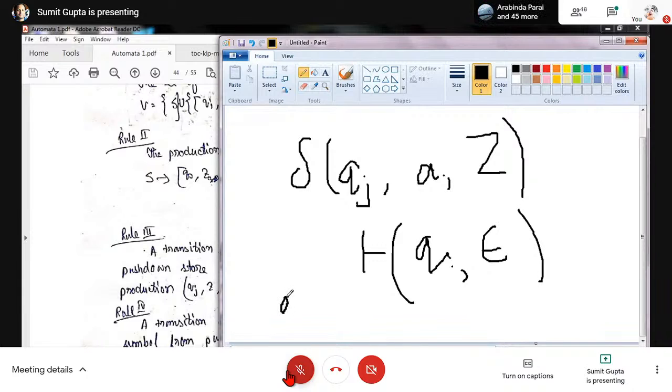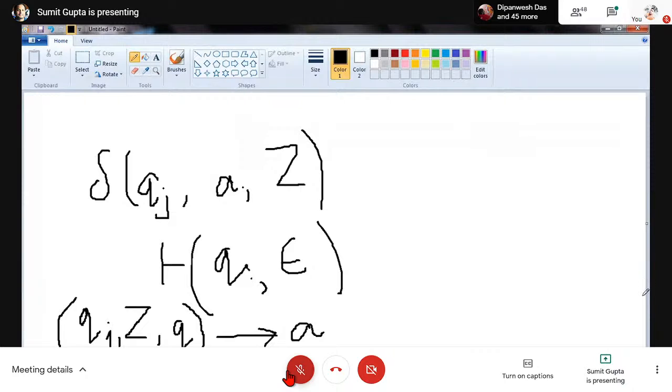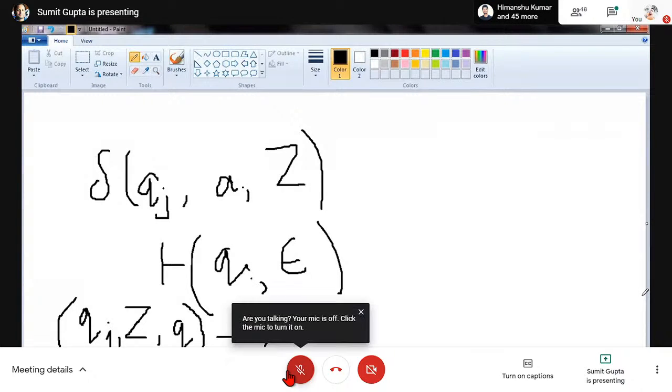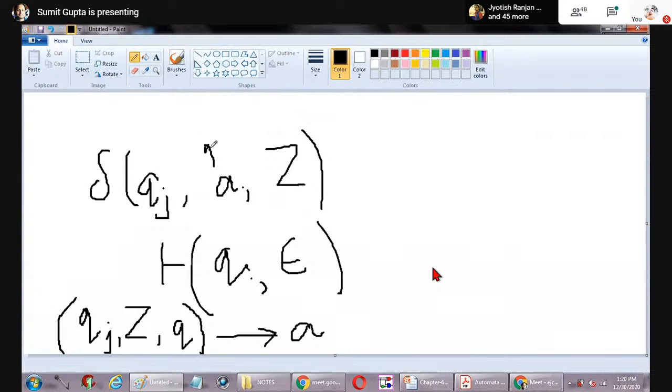So [Qj, Z, Q] gives small a. Just see it properly, what I have done. Is it understandable? I am showing a transition function involving the popping of a symbol from the pushdown store, such as this, which is showing the popping symbol. Suppose we are having Qj, we have a and Z. So this is on the input tape, not stack, tape. This is on tape. This is on stack.